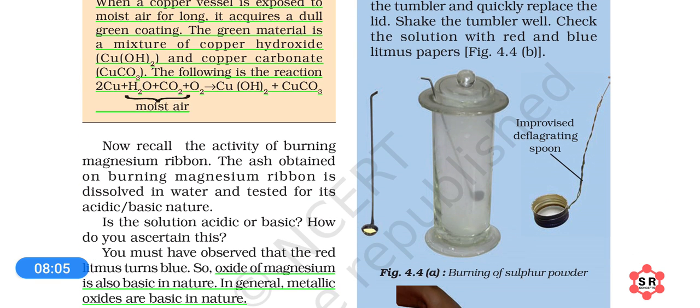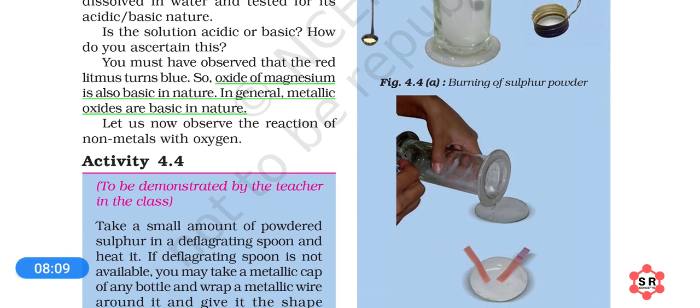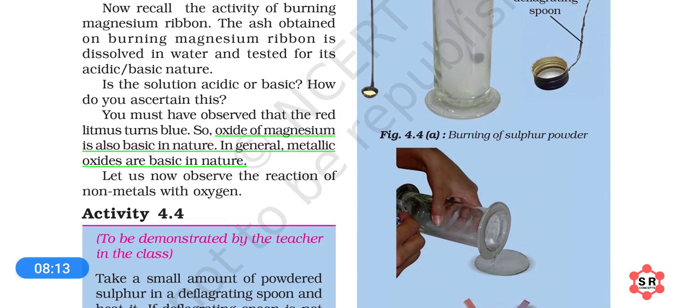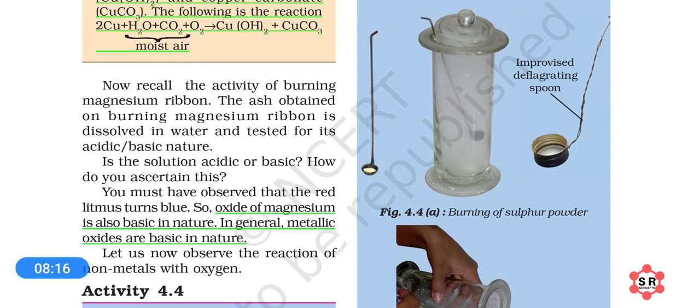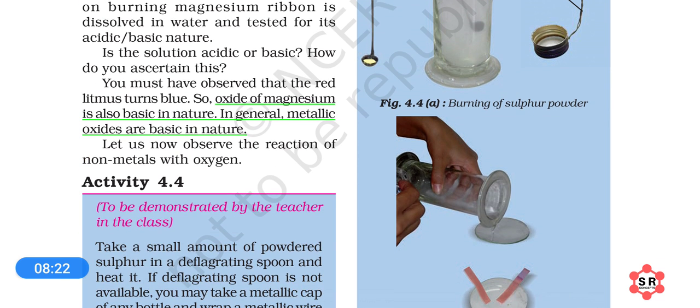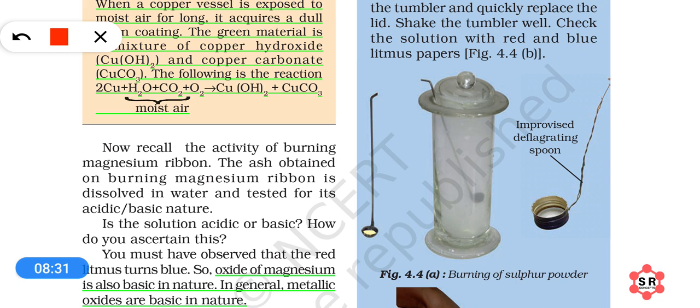So in order to understand this, we will have to perform another activity, meaning we will have to react one non-metal with oxygen. So what are we going to do? This is activity number 4.4. In this activity, we will react a non-metal with oxygen. Let us see what happens.